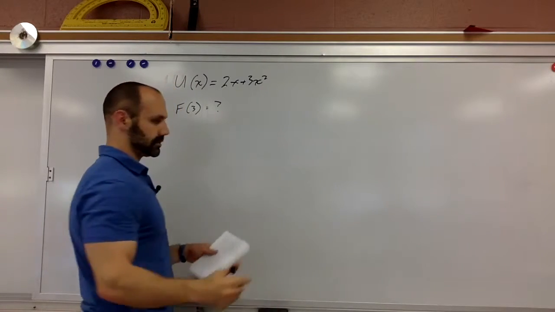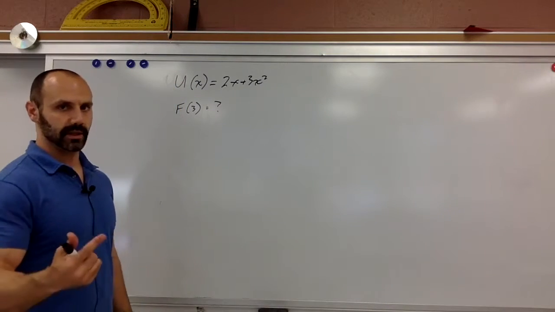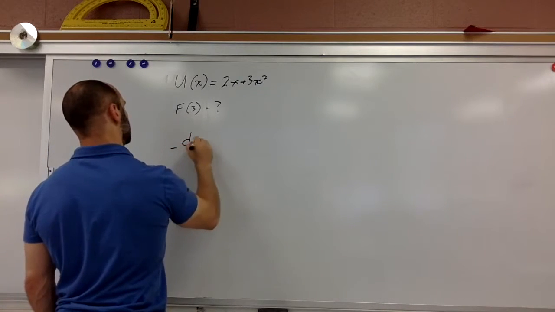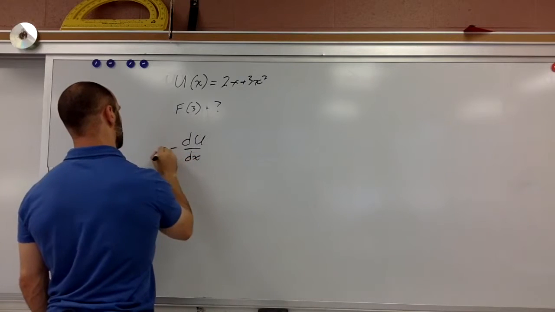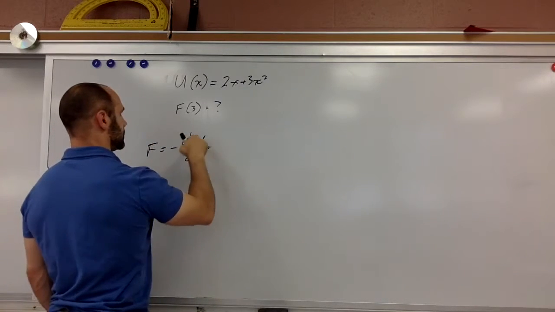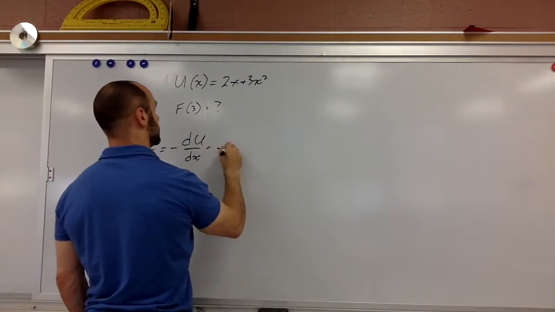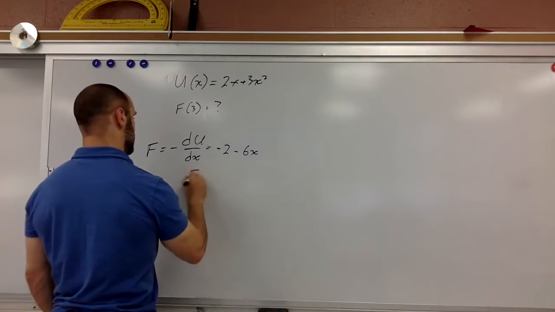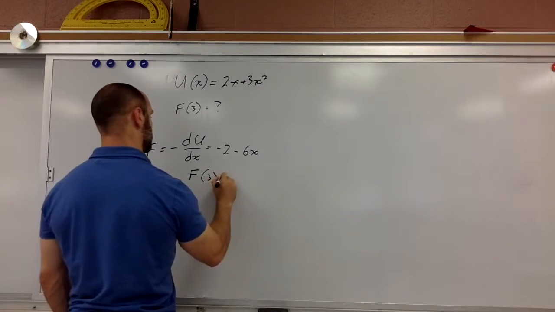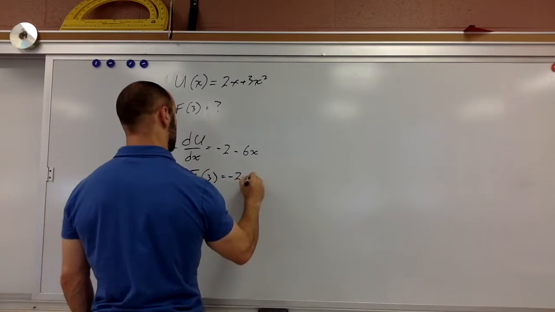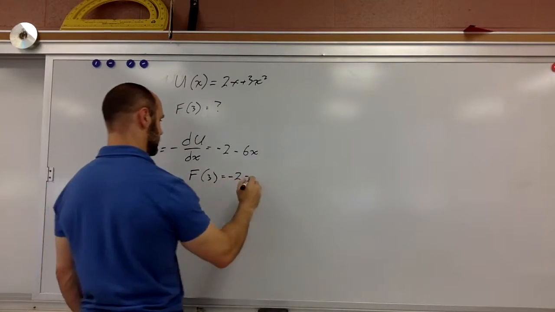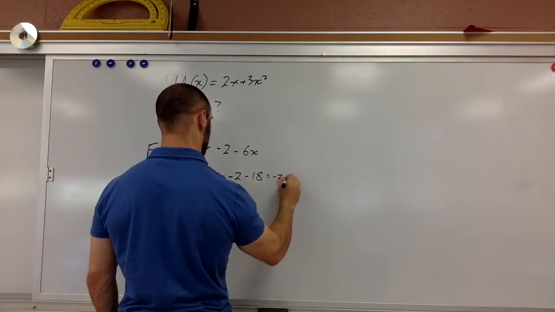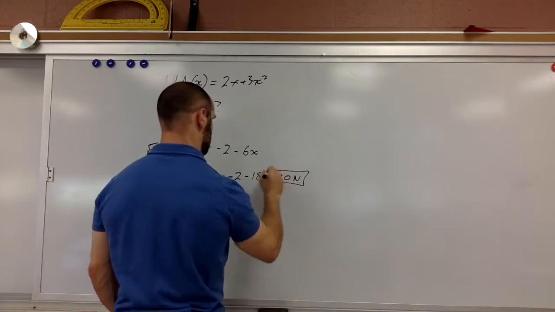let's do what we know how to do. Take the derivative, and we'll make it negative, and then we'll plug the numbers in, right? So negative dU/dx is what the force is. And so the negative derivative of this is going to be negative 2 minus 6x. So then F at 3 is going to be negative 2 minus 6 times 3, which is 18. So we're going to end up with what? Negative 20 newtons.